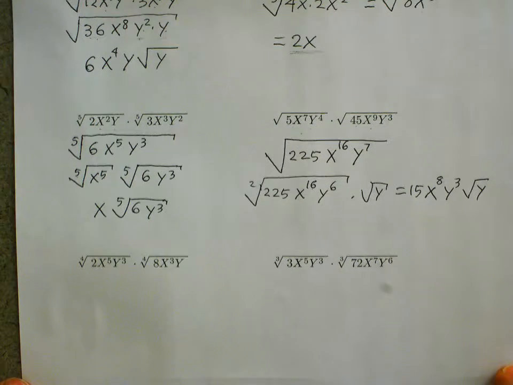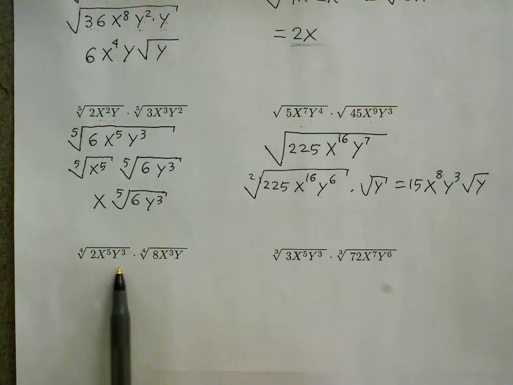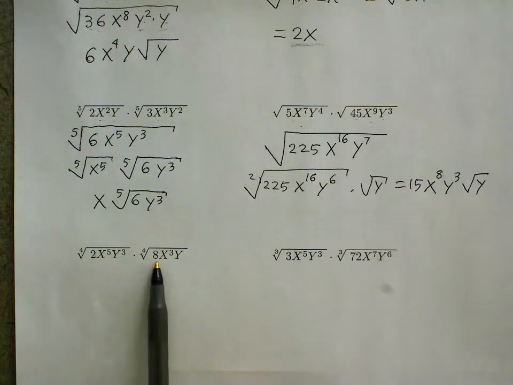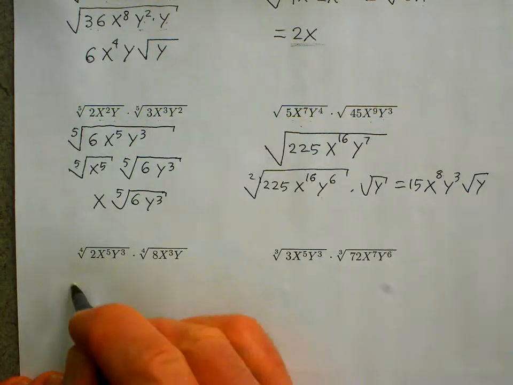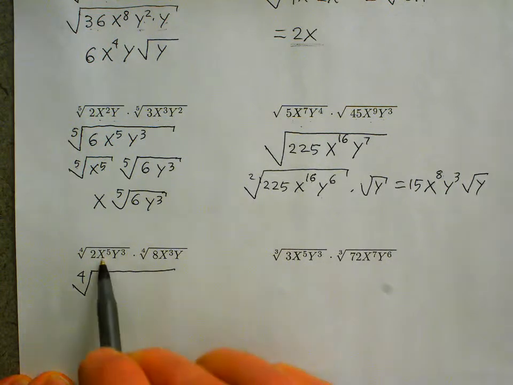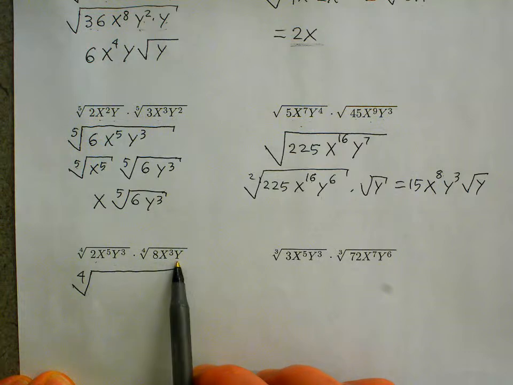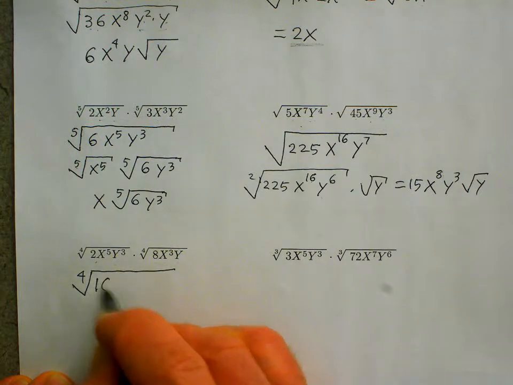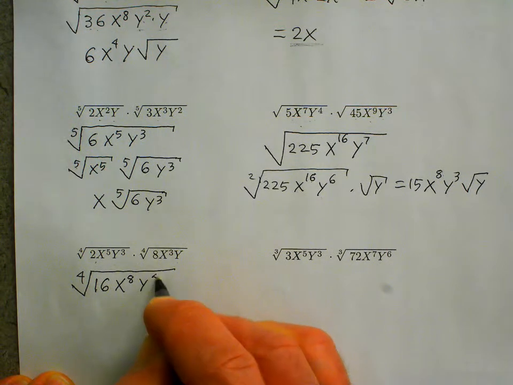Okay, a couple more. The fourth root of 2x to the 5th y to the 3rd times the fourth root of 8x to the 3rd times y. So we'll write it as a single fourth root by multiplying the two radicands. 2x to the fifth y to the third times 8x to the third y is 16x to the eighth times y to the fourth.